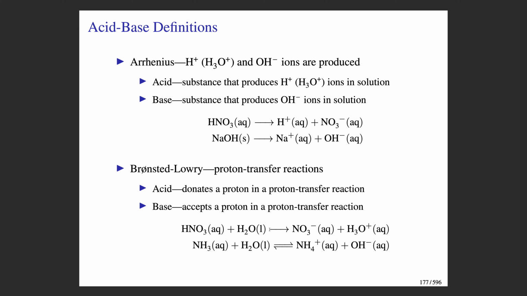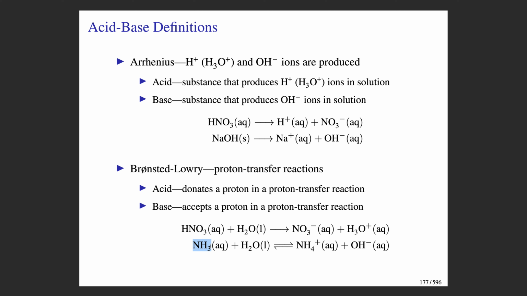You'll also notice that I used a one-directional arrow for this acid dissociation reaction of nitric acid, but I used a bidirectional arrow for the base dissociation reaction. And that's because nitric acid is a strong acid. It essentially 100% goes to this dissociated form.